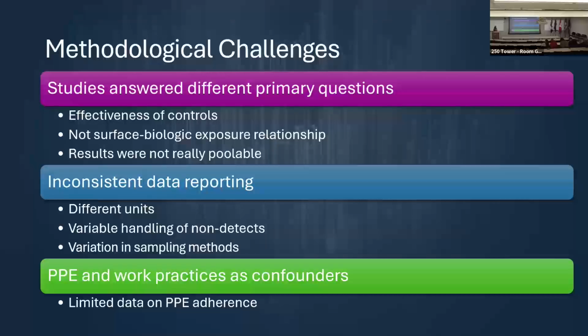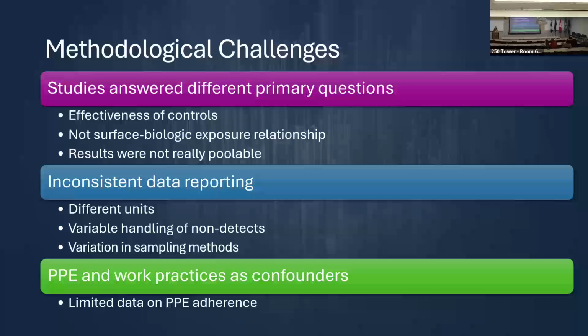A lot of the studies also specifically mentioned that they weren't able to find a surface biologic exposure relationship, which is what this study was looking for. And also the results between studies weren't really poolable. It was hard to find a way to compare them in a way that made statistical sense. And then in terms of data reporting, the articles had different units that they used to report their data, and that made it harder to compare, even though they were able to standardize. And there was also variable handling of non-detects.